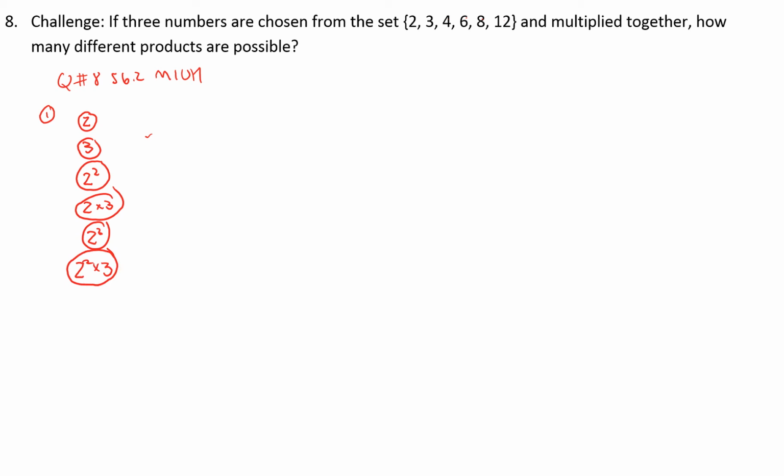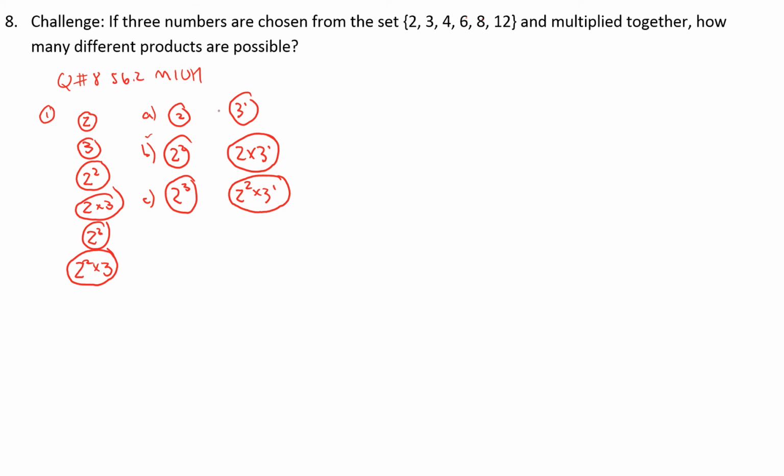What I'm going to do is write these with the ones that are only powers of 2 and the ones that include 3. So you have 2, 2 squared, and 2 cubed. So these ones have only 2s. And then the ones with 3: 3 to the power 1, 2 times 3 to the power 1, and then 2 squared times 3 to the power 1. Okay? I'll name this one A, this is B, this is C, this is D, this is E, and this is F.